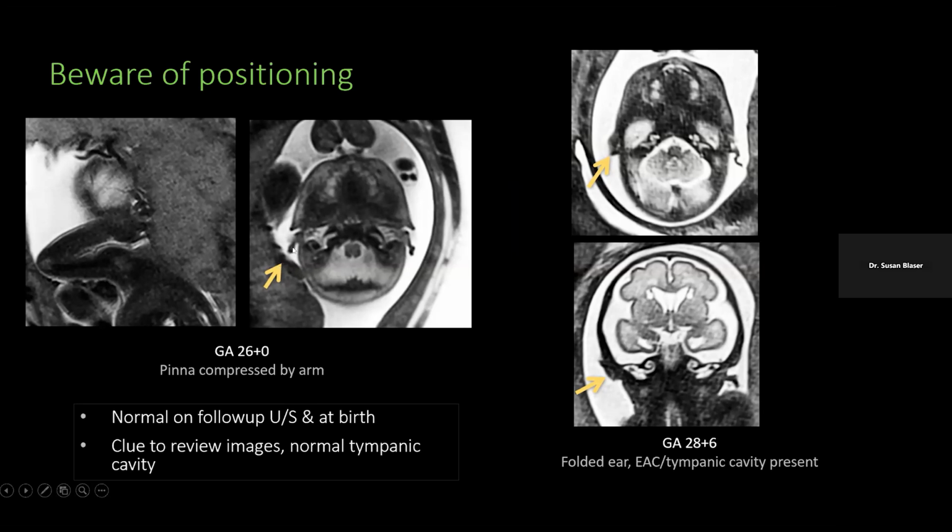So there again, take a look at this one, see what this hand has been doing, and that hand tended to stay there all the time. So that was at 26 weeks and a normal ultrasound with regards to the pinna. Take a look here, and the fetus now at 28 weeks has moved that hand away. And that pinna is overlying, it sort of folded itself over.